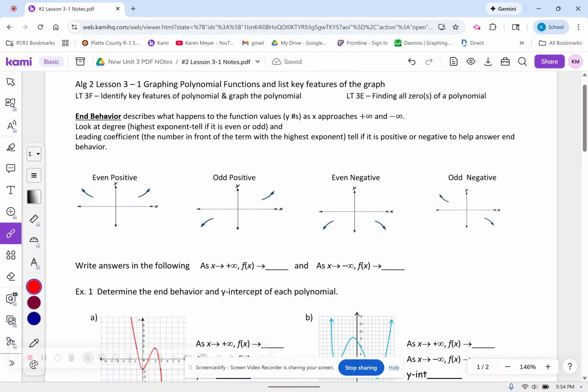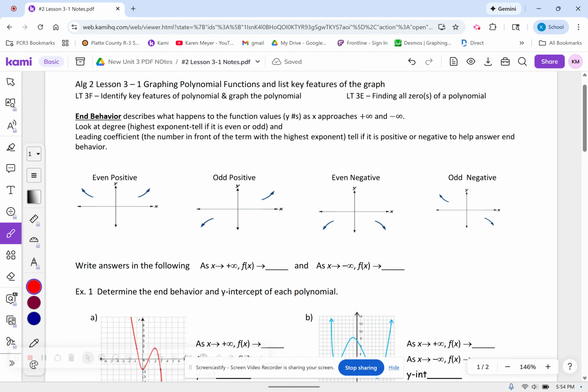Now there's two different ways you can do this. You can memorize this chart we have here, or you can type the polynomial function into the graphing calculator and look at the picture. If you wanted to look at the chart, then what you have to do is look at the degree. And remember, the degree is the highest exponent. And you have to tell if the degree is even or odd. And then you also have to look at the leading coefficient.